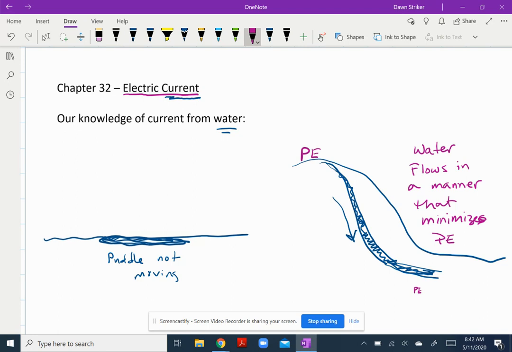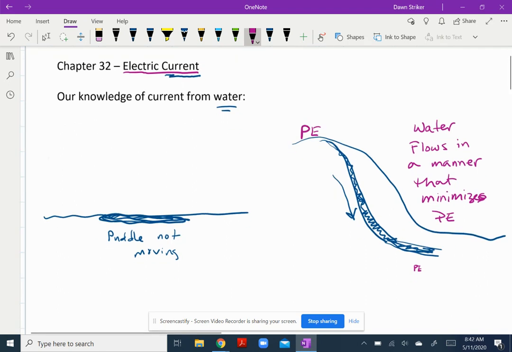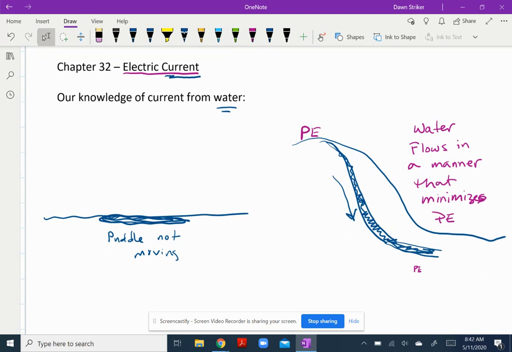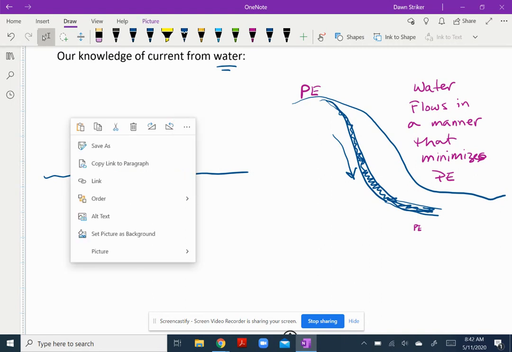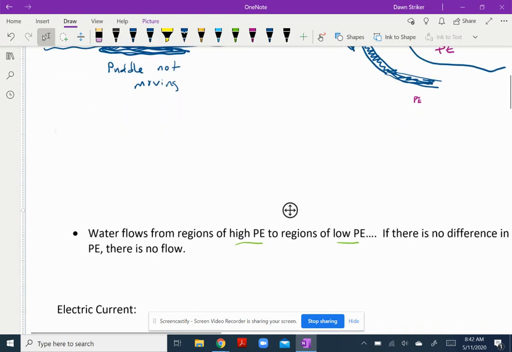I mean, when we initially started talking about potential energy, we were talking about lifting a book up above the surface of the earth, and if we let that book go, it falls to the earth in order to minimize its potential energy. And so that's exactly what water does. So current is the flow of water from a location of higher potential energy to a location of lower potential energy.